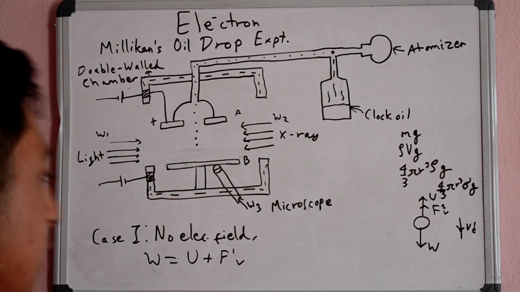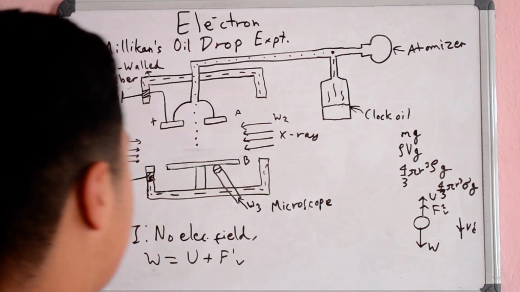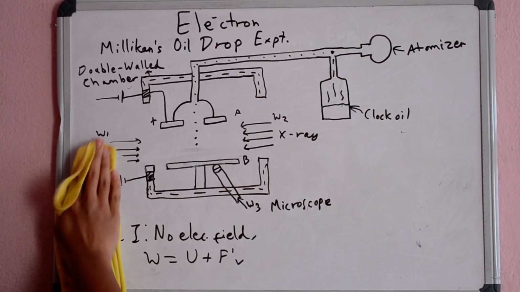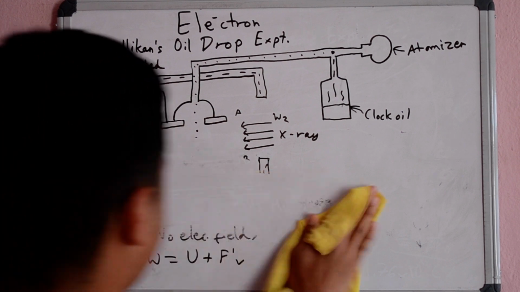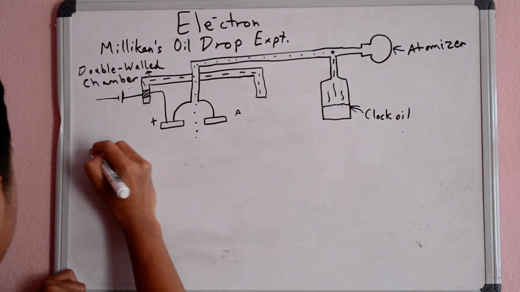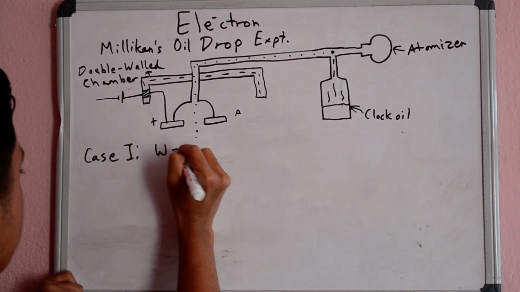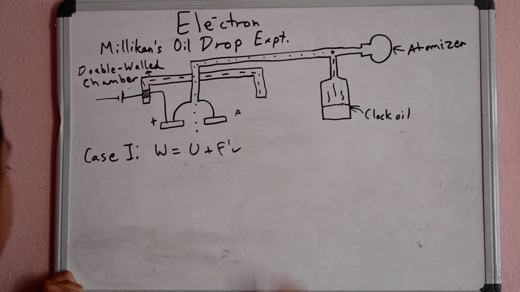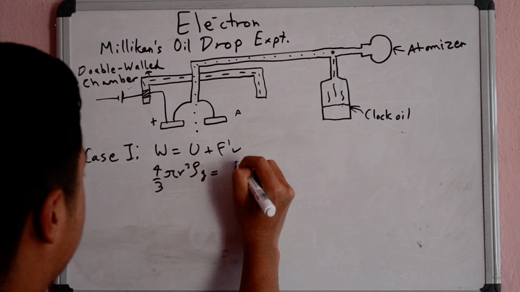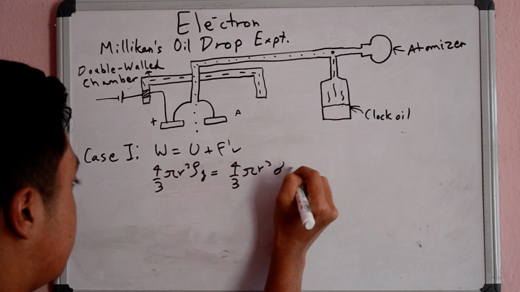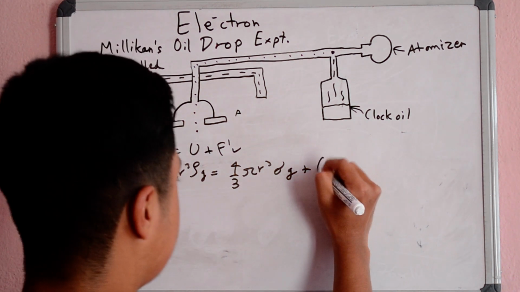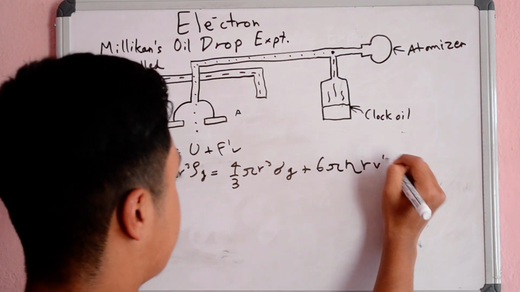It's kind of unfortunate and sad, but I'll have to rub off some of the figure. So I'll do it from right here. So case 1, weight equals u plus f1v. Now weight, which is 4 by 3 pi r cube rho g, is equal to 4 by 3 pi r cube sigma g plus the viscous force formula. If you know it, you know it. If you don't, it is 6 pi eta r terminal velocity 1.